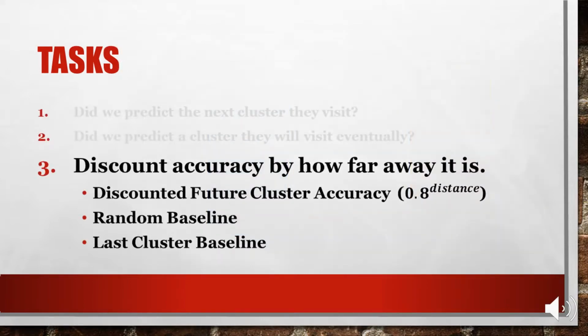In our final evaluation, we discount accuracy based on its distance from the next clusters a user would perform. In this way, predicting clusters that a user is likely to visit in the near future would result in higher scores than always predicting the final cluster a user would visit. In this experiment, we discount future events based on a discount factor of 0.8. We compare against the random baseline and the last cluster baseline for these experiments.